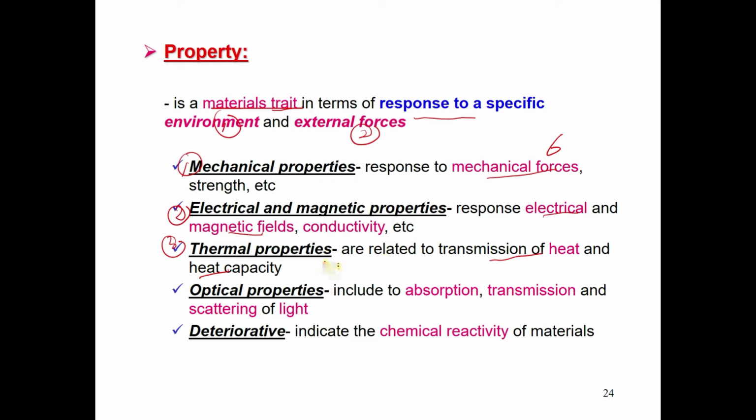Third is thermal properties, when the material is related to transmission of heat and heat capacity. It can be thermally conductive or thermally insulative. Fourth, optical properties, the response of material to light or electromagnetic radiation. It includes absorption, transmission, and scattering of light. By using these optical properties, you can create something such as a microscope, as well as you can magnify something using lenses. And fifth is deteriorative, indicating the chemical reactivity of materials, how the material resists chemical attack.